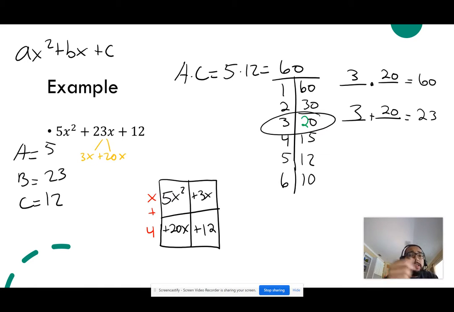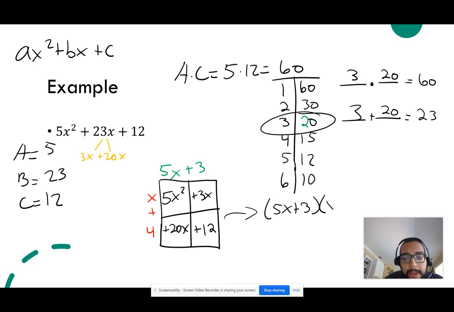We're moving on to our columns. So the first column being 5x squared and 20x, they both have a 5 in common. Oh, and they both have x's. So I take out an x. And then our last one, 3x and 12. Well, they both have a 3 in common. And that's about it. I can't take out any x's. Which leads me to say that 5x plus 3 and x plus 4 would be our factored version.